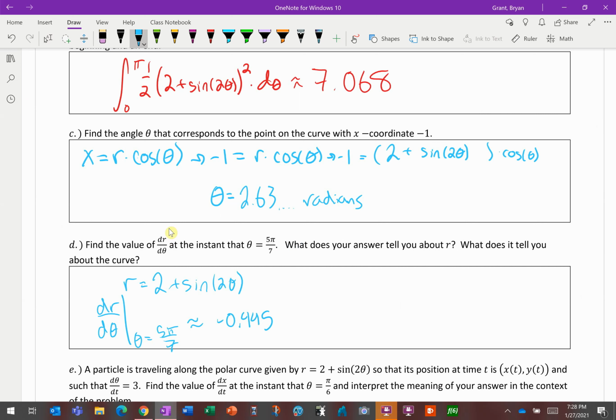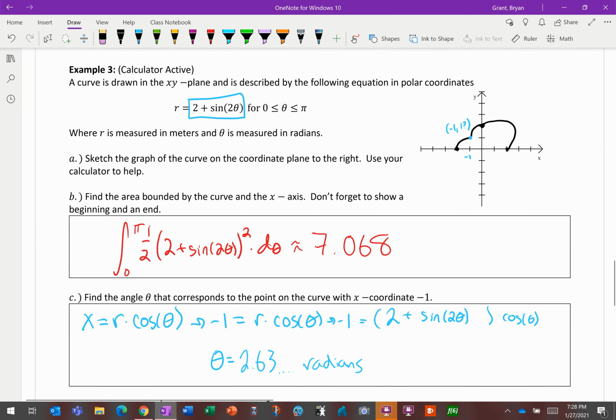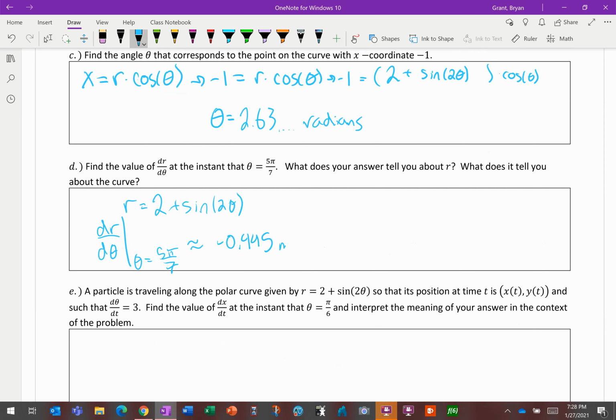Well, this is saying as theta is changing, when theta is 5 pi over 7, r is changing by negative 0.445. And if you wanted to add in units, we could say, nope, that's not right. Did they even give us radius units? Yeah, r is measured in meters, so meters per radian. And I always like to put it over 1.